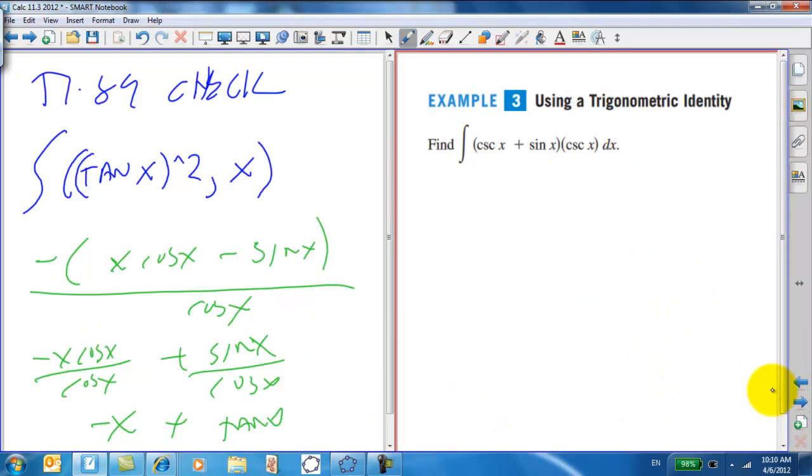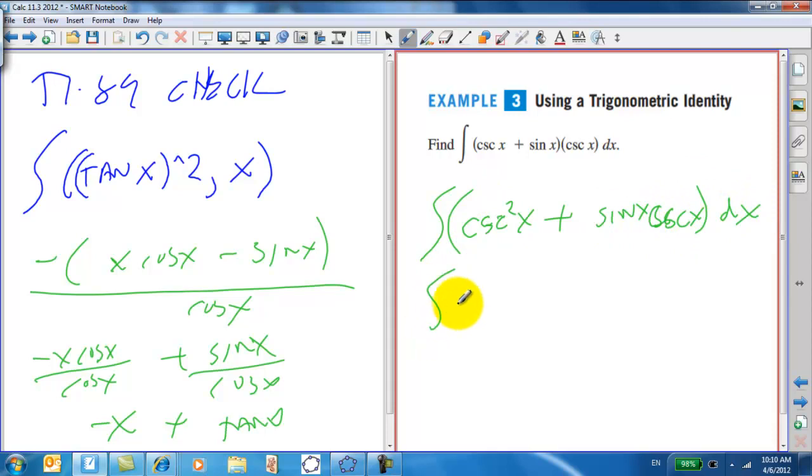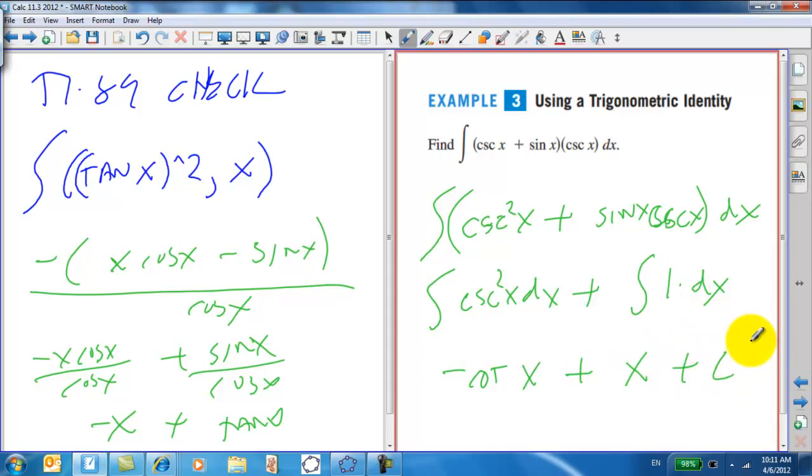Cosecant x plus sine x times cosecant x. Well, none of these fit any of our antiderivative rules, but if we distribute, we get the integral of cosecant squared of x plus sine x times cosecant x dx. The integral of cosecant squared of x dx, plus this simplifies down to just 1. So this cosecant squared is the derivative of cotangent. So it's negative cotangent of x plus the constant of integration.